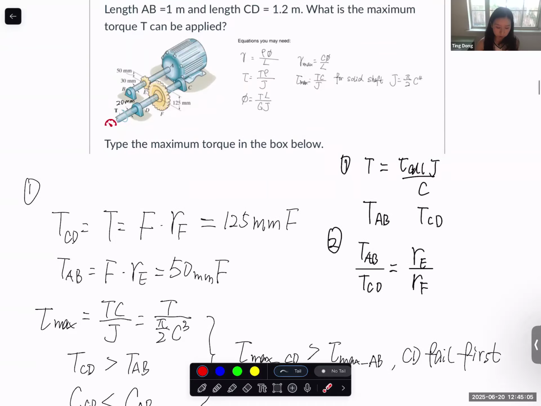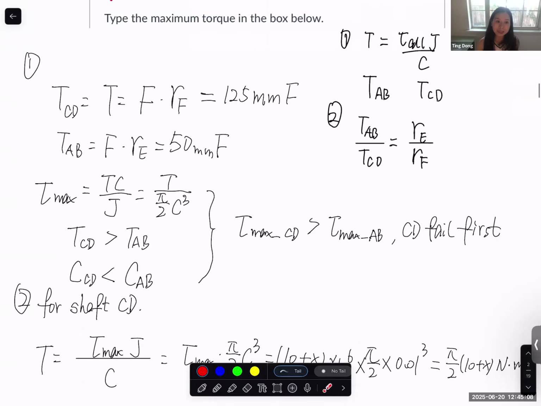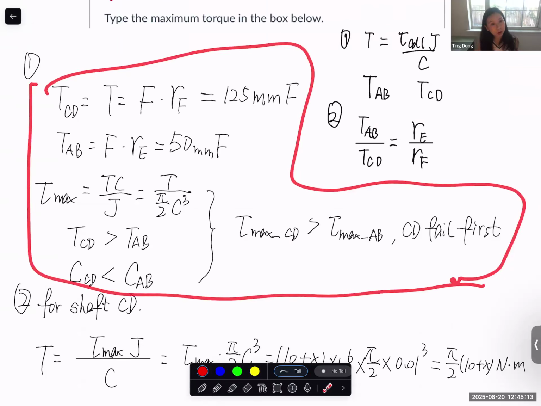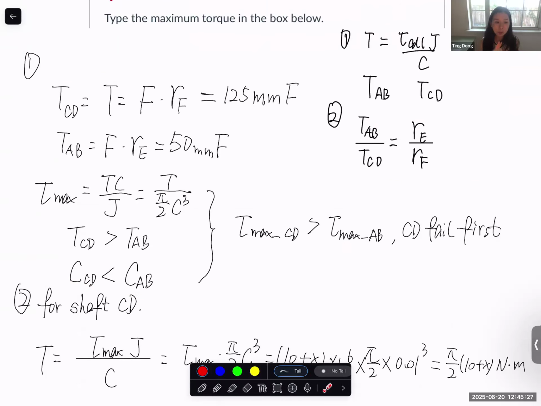But for this one, we do need to figure out which one fails first. You may have a different method to figure out which one fails first. I would consider this a reasonable way, because we know that shear stress is determined by torque and by C. The torque in CD is greater than in AB, and the radius of CD is lower than AB. So based on these three, we definitely know that the maximum shear stress in the CD section is greater than in the AB section.